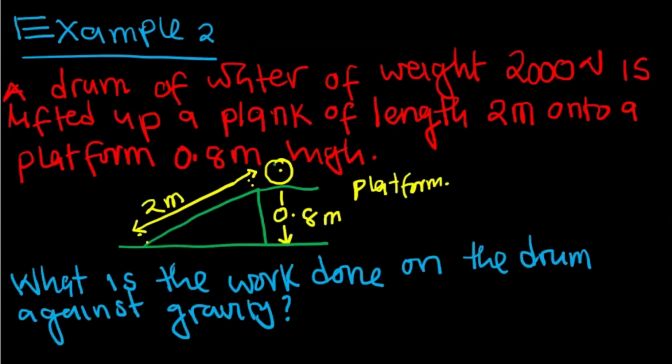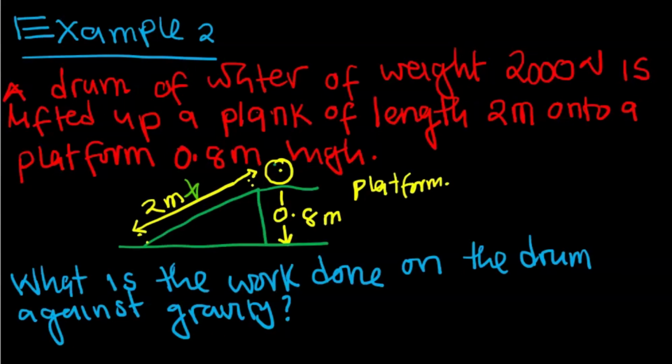The second example reads, a drum of water of weight 2000 Newton is lifted up a plank of length 2 meter onto a platform which is 0.8 meter high. So the height of the platform is 0.8 meter. But this drum of water is lifted up through the distance of 2 meter. So take note here, the slant distance is 2 meter.